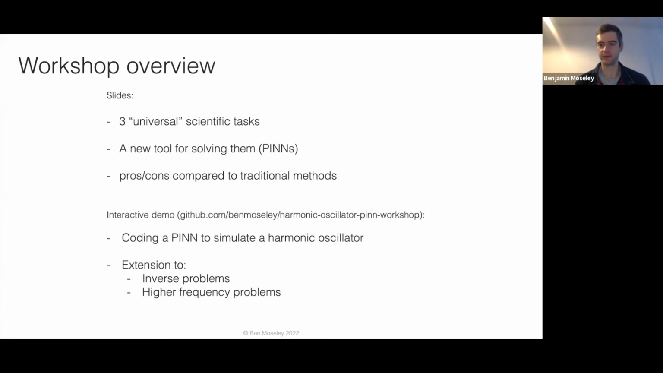So the first part, I'm just going to introduce PINNs, tell you what they're used for at the moment, and their pros and cons compared to traditional methods that we use instead. And then I'll go into the demo. We'll code it from scratch based on this harmonic oscillator example, which I'll talk about more. And then I'll give you some ideas of how you can extend it to more advanced tasks as well.